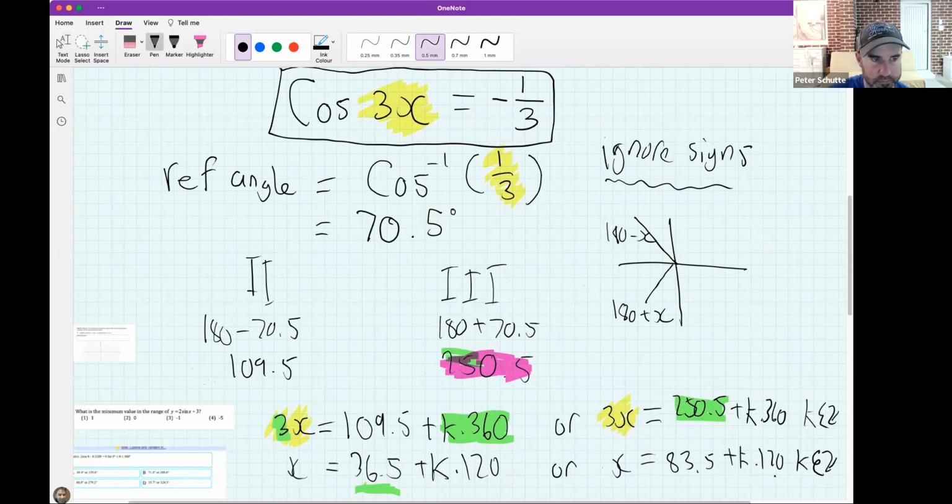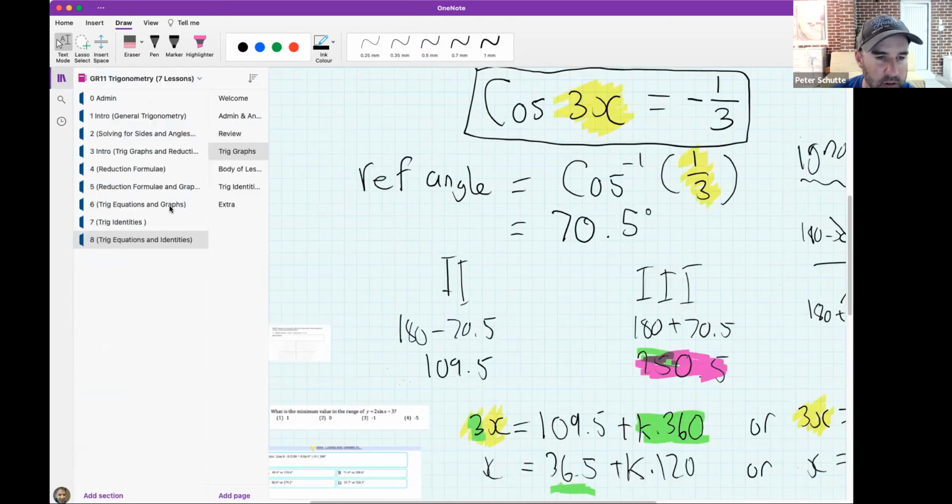Okay. I want to try one other trig equation. I'm not going to explain it as much, but I'll do one example and then I want you to practice it. But I think we've covered this one in detail, so we can move on.